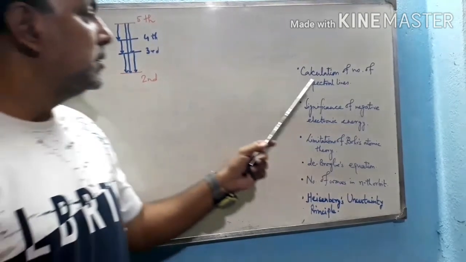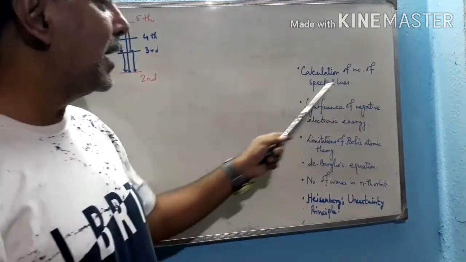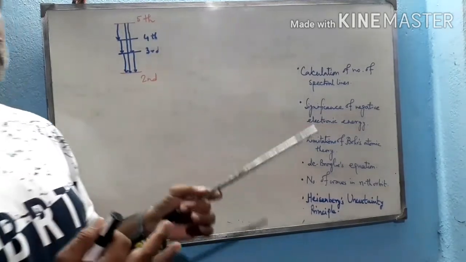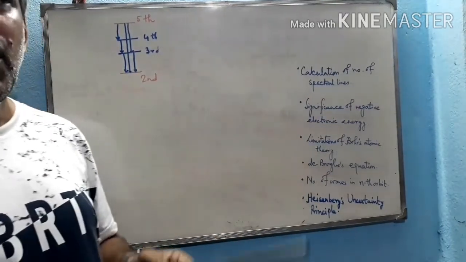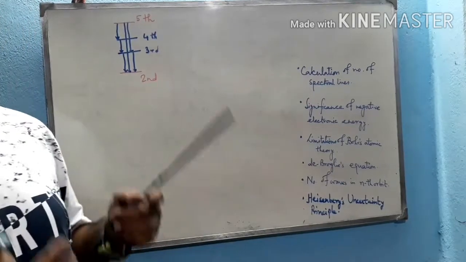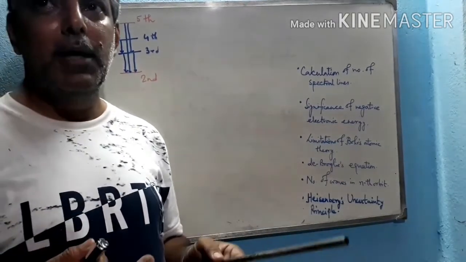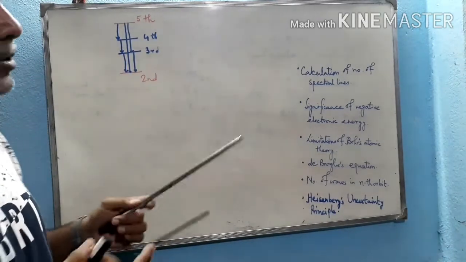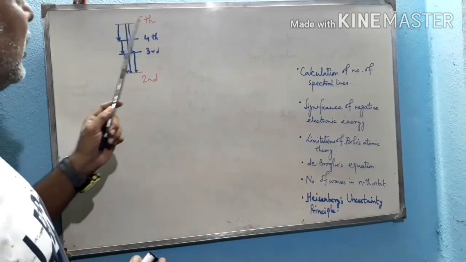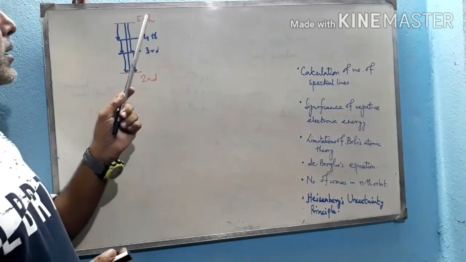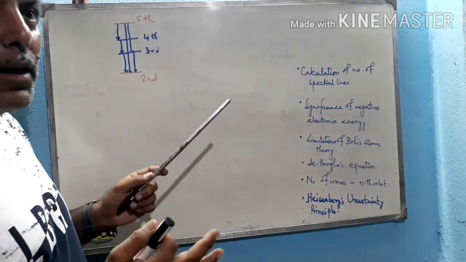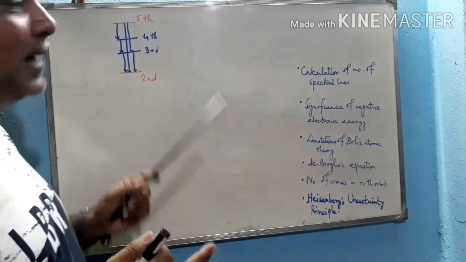Next part, calculation of the number of spectral lines. How can we calculate the number of spectral lines obtained when an electron jumps from the n2 orbit to the n1 orbit? Always n2 is greater than n1, so an emission spectrum will be obtained, and we have to calculate the number of spectral lines. Now here, the electron jumps from the 5th orbit to the 2nd orbit. What are the possible spectral lines obtained?